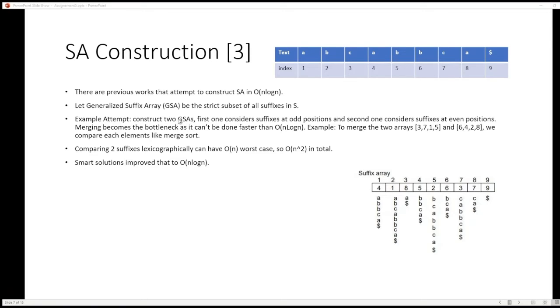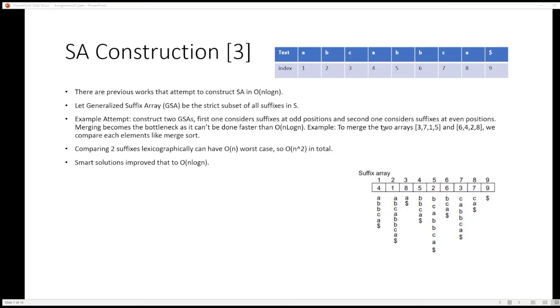So it constructs two generalized suffix arrays. The first one considers the suffixes at odd positions in the text array. For example, if this is the text array, then we only consider suffixes at positions 1, 3, 5. And the second one considers the suffixes at even positions. For example, suffixes that start in positions 2, 4, 7.